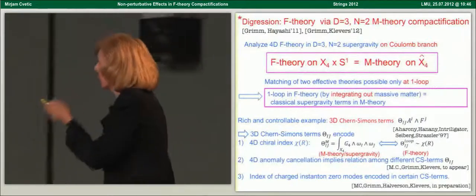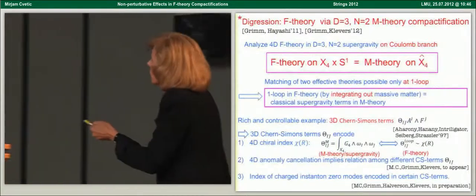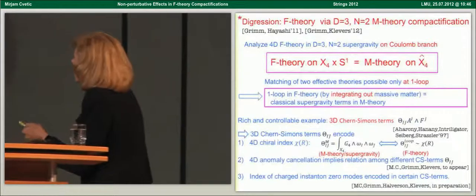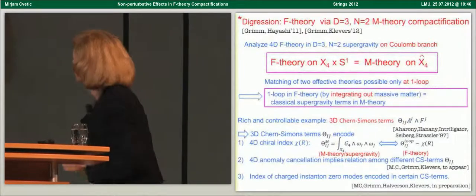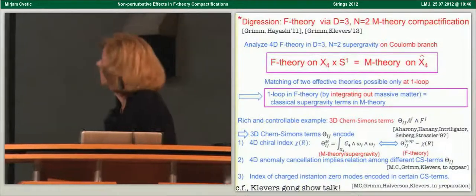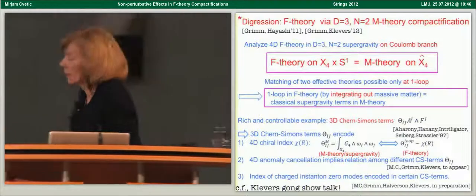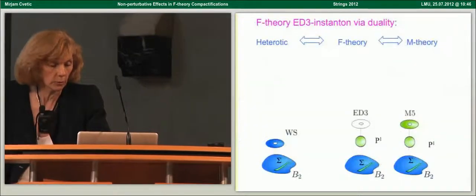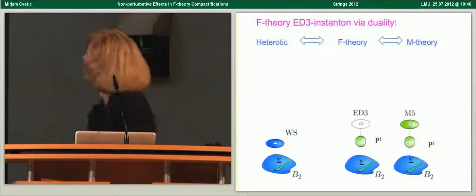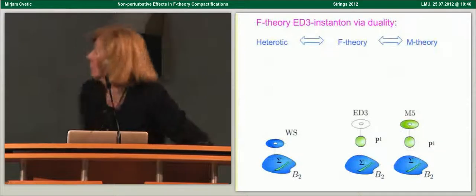That's work that is about to appear. And there is also the issue of the index of the instanton zero modes, which is also related to such Chern-Simons terms. Of course, this is just a digression, but I would like to say that Dennis Klevers will have another 5 minutes to discuss that at the Gong Show talk. All right, so let me go to the key points, our conjecture and examples, in the rest of my talk.